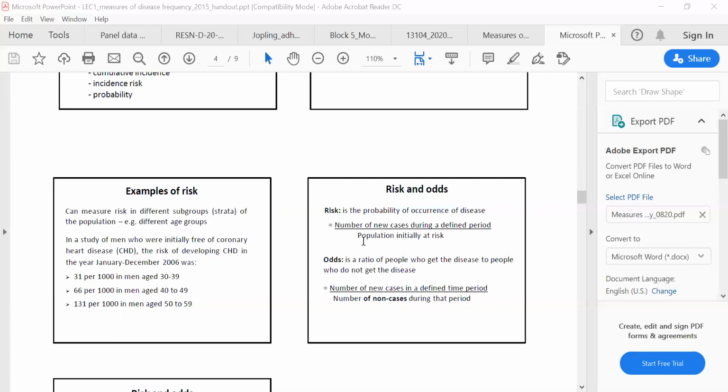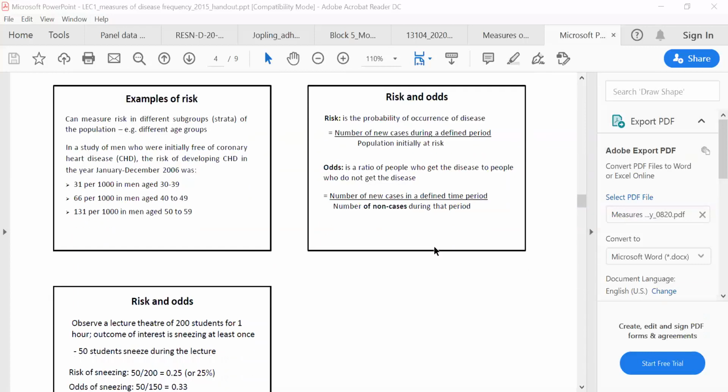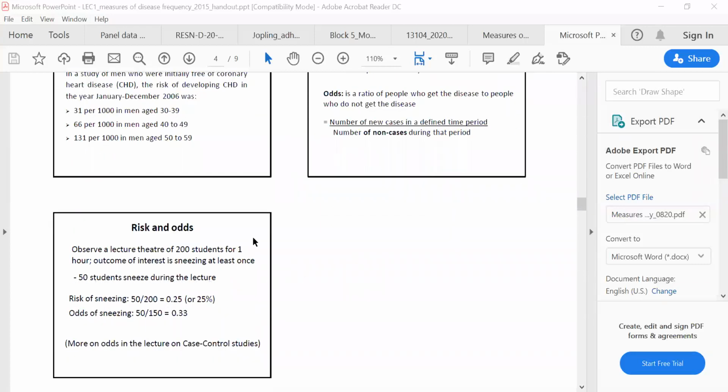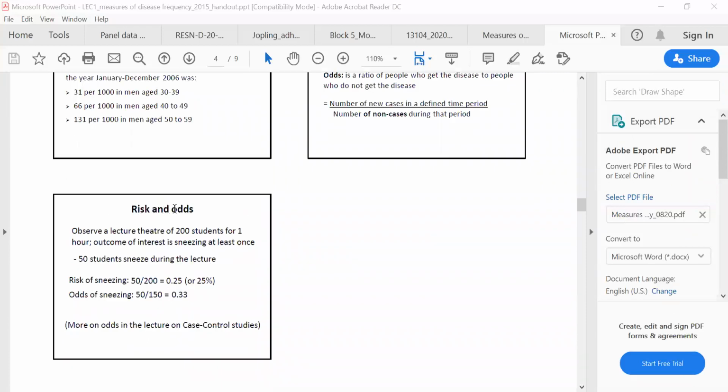Remember, one thing I forgot to explain: why do we say population initially at risk? If you already have the disease before, let's say you already have the condition, it means you're no longer at risk. You can only be at risk if you are free from the disease. So understand that difference. Let's take an example where I want to calculate the risk and odds.